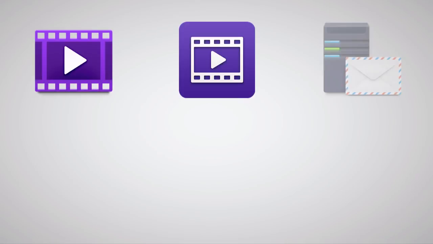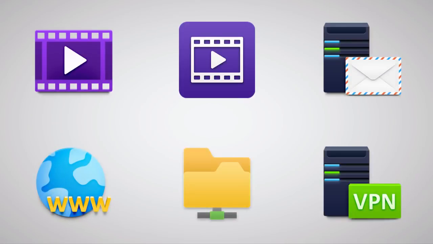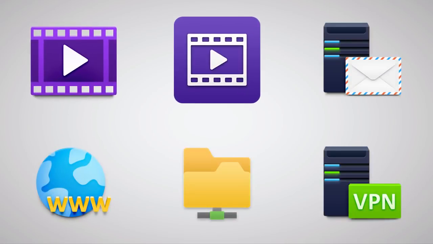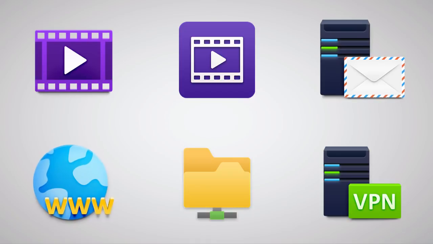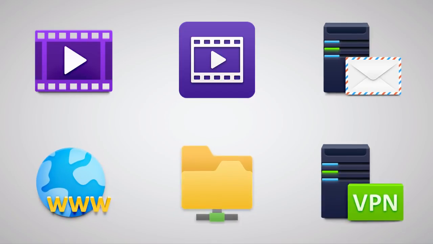Some examples of features that will require port forwarding for Internet accessibility include streaming HD video with Video Station or DS video outside of your network, running a mail server or website, operating an FTP server, or hosting a VPN server.